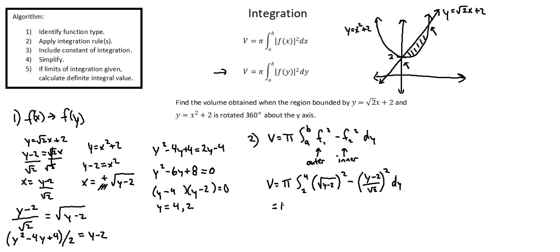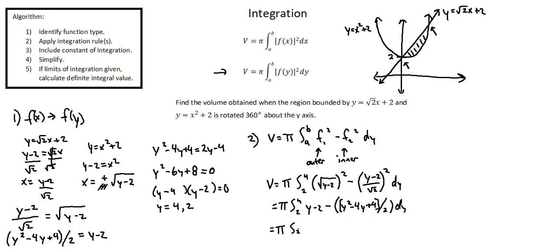Continuing, our volume is pi times the integral from 2 to 4 of the square root of y minus 2 squared, which is y minus 2, minus, now y minus 2 in the numerator squared is y squared minus 4y plus 4, and these three terms are all divided by square root of 2 squared, which is 2, with respect to y.